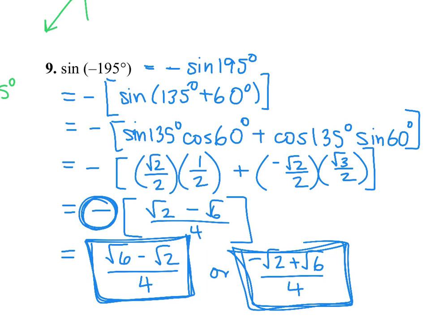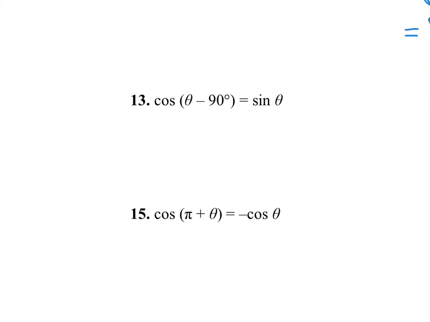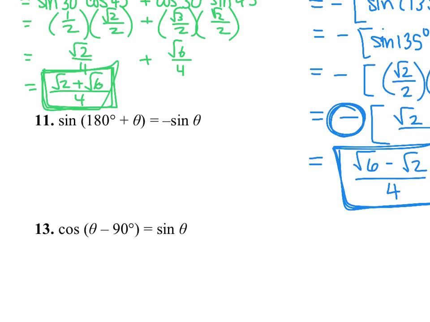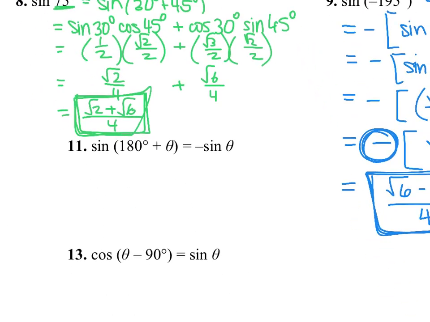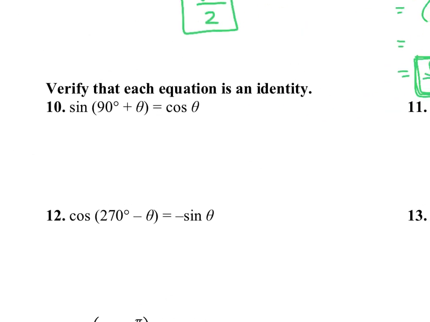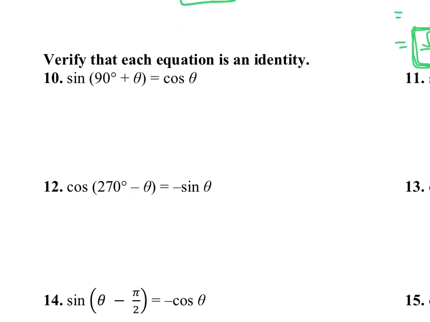Okay, so hopefully you guys are a little more used to these sum and difference identities. Let's go ahead and go to this last section, numbers 10 through 15. Where's my number 10? There it is. Sorry about that. All right, so it says verify that each equation is an identity.